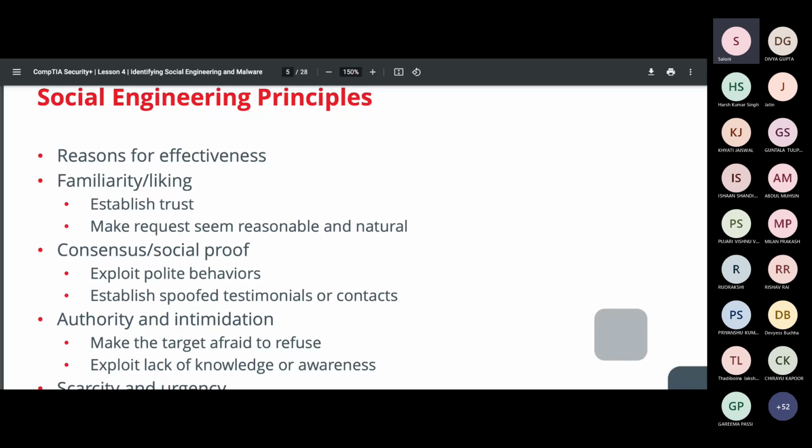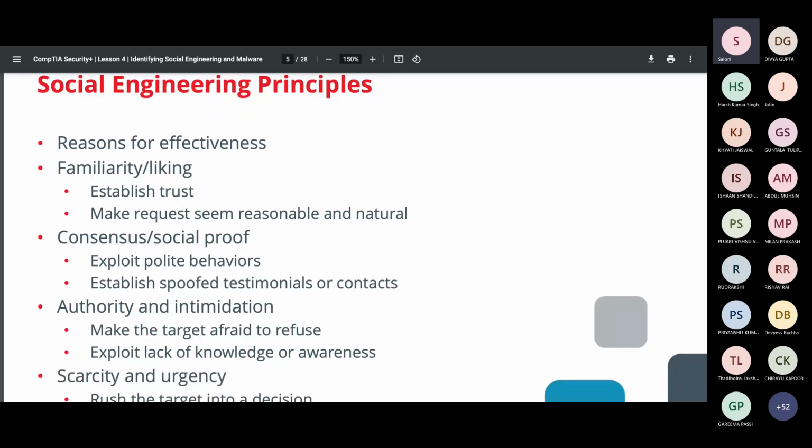To be persuasive, social engineering attacks rely on one or more of the principles which are listed over here. The reason for the effectiveness is clear because they basically deal with human trust and they exploit it. This is the most common thing which is happening in social engineering. Now, the principles are familiarity and liking.